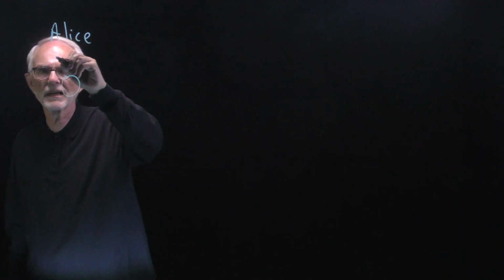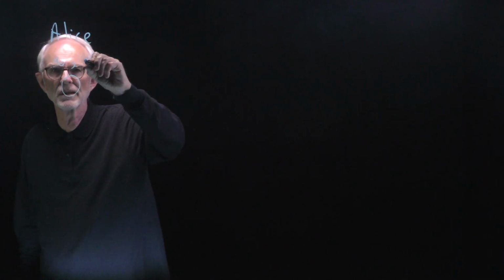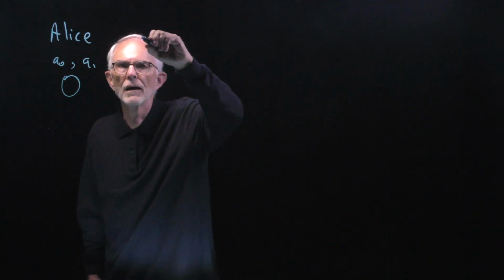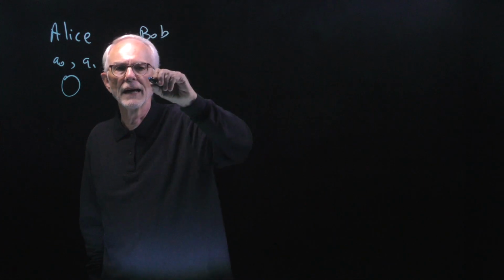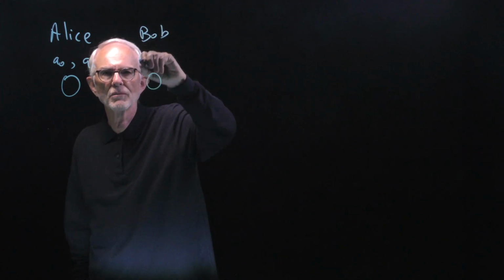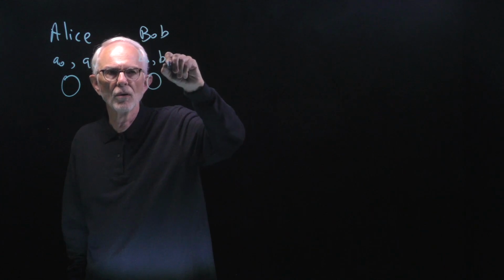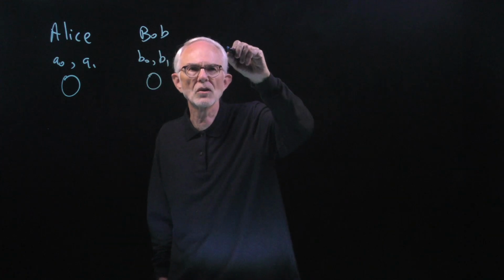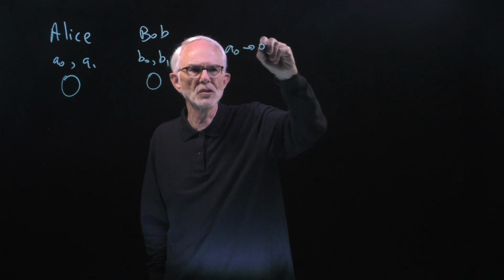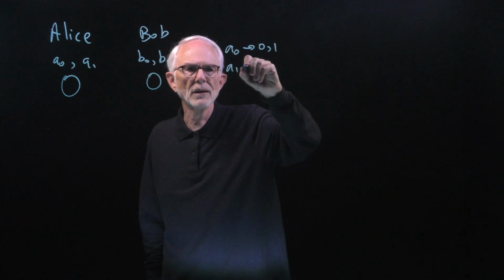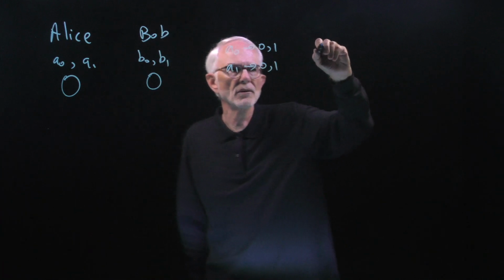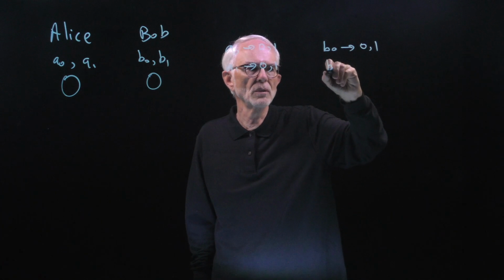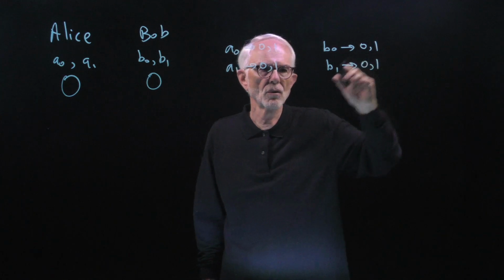If we're talking quantum mechanics, it might be a qubit. If it's classical, it could be something else. She's going to measure either A0 or A1. Bob has a system, and he is going to measure either B0 or B1. And each of these can take one of two values, 0 or 1. So when I measure A0, I can get 0 or 1. If I measure A1, I can also get 0 or 1. If I measure B0, I can get 0 or 1. And B1, I can get 0 or 1.